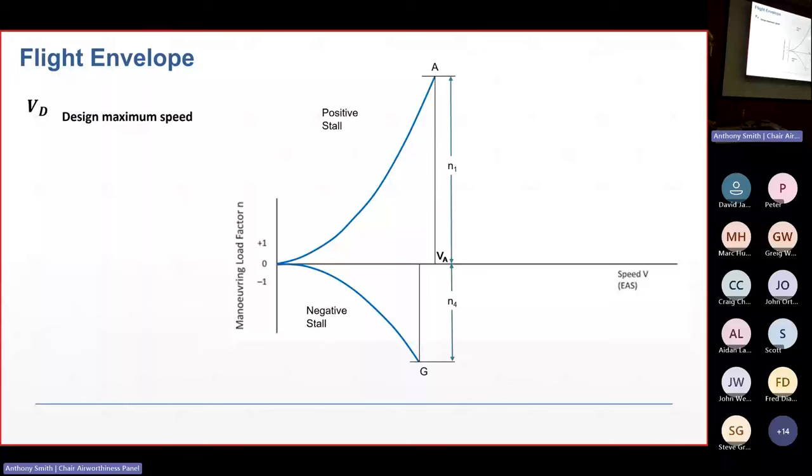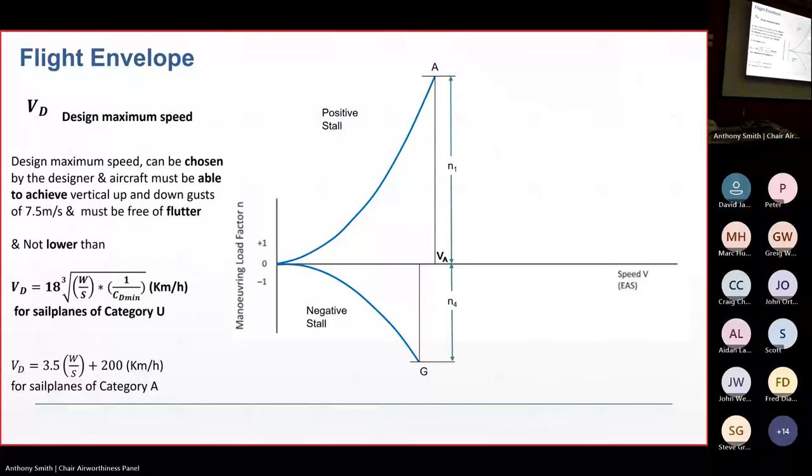Good. Now let's look at the next one, and that is now where the envelope stops on the right-hand side. So we have first the lowest point. Let's look at the highest point. The maximum design speed is defined by a formula, and there are two formulas. One for the normal category or the utility category, and one for sailplanes of aerobatic category. All right. So this is the next formula that we would like to comply with. And it's 18 times the cube root of W over S. What is W over S? Who can tell me what that is?